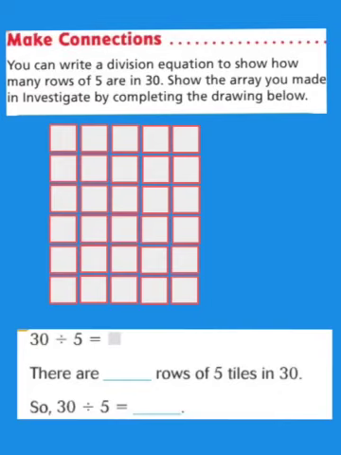We can now use this information to write a division equation to show how many rows of 5 are in 30. So we can look at our array, and as we discovered with our array, there are 6 rows of 5 tiles in 30. So 30 divided by 5 equals 6.